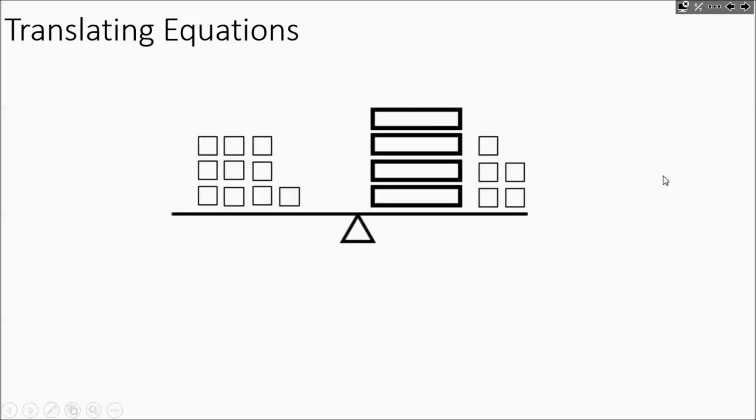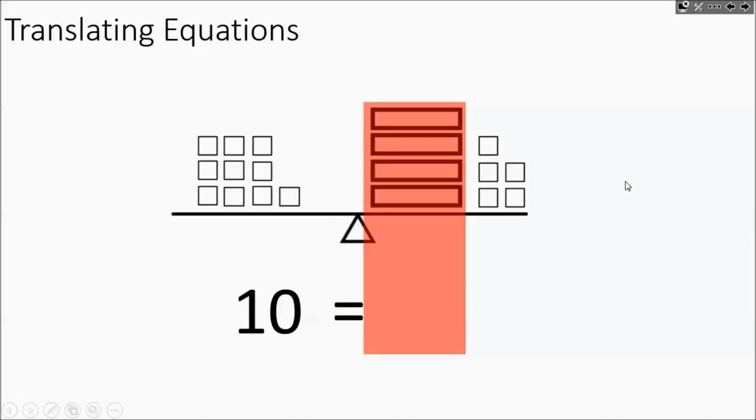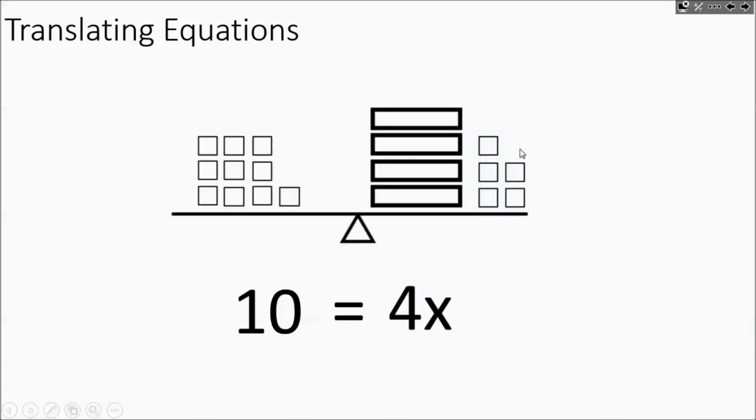It's a little different this time. We've got our rectangles over here rather than on the left side. Not a big deal, you just follow the same process. This is going to be a total of 10 constants. We've got our equal sign. We have a total of 4 x values. And then we have a positive 5 here. That's going to be plus 5. So this picture represents the equation 10 equals 4x plus 5.